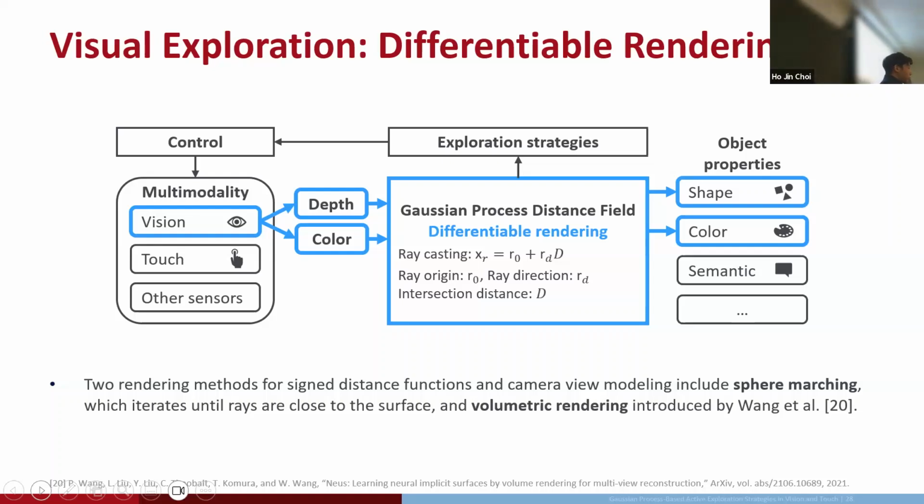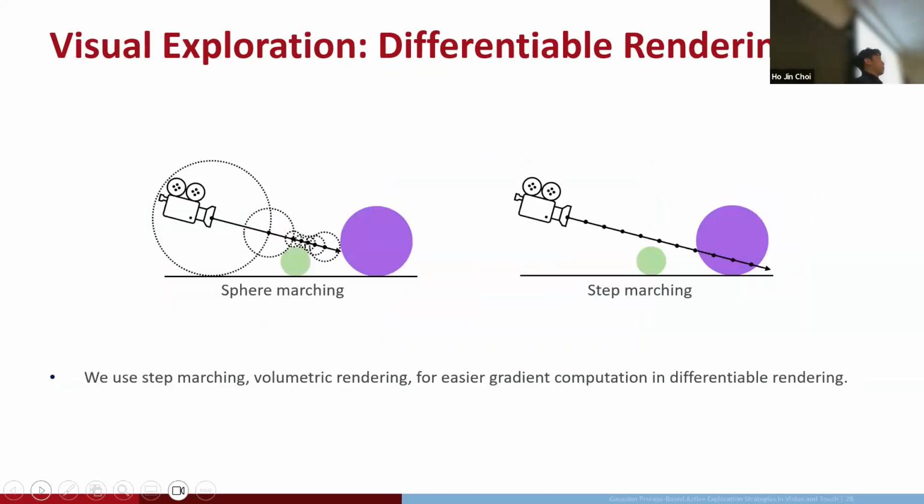There are two ways to render the signed distance function. One is sphere marching, which uses a global Lipschitz constraint to progress the ray as fast as possible, then gets the intersection between the ray and the environment and uses that point to render the image. The other way is step marching or volumetric rendering, which takes points on the ray at certain distances and aggregates their information using a weighted sum to render the scene. In our case, we opt for step marching volumetric rendering because sphere marching has very bad gradient calculation, which makes optimization of the scene take more time. So we choose step marching.